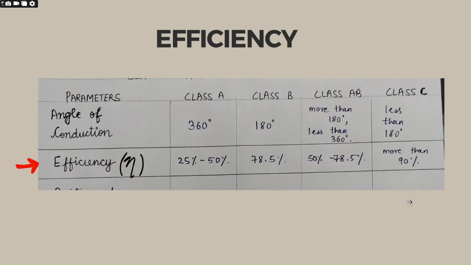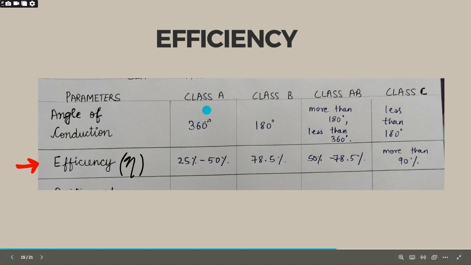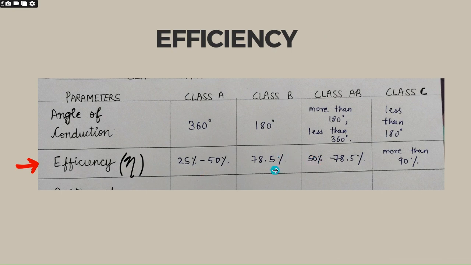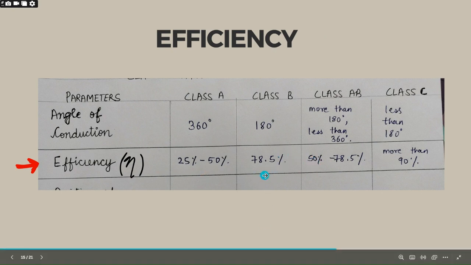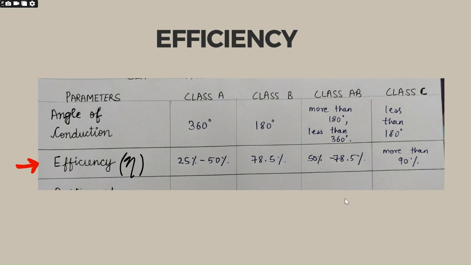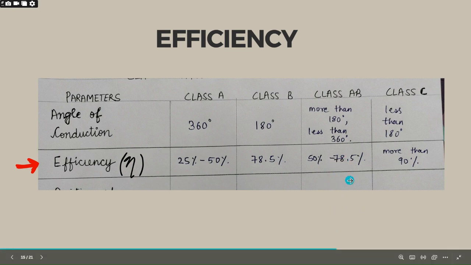The next parameter is efficiency. Efficiency is how efficiently it will take the DC power and convert it into useful AC power. For Class A, the efficiency is about 25 to 50%. For Class B, it goes up to 78.5%. Since AB is a subtype of B and it is just some modifications made in B class amplifier, the efficiency remains almost the same. And in case of C, the efficiency is maximum 90%.